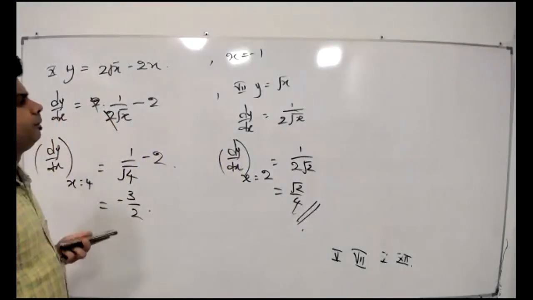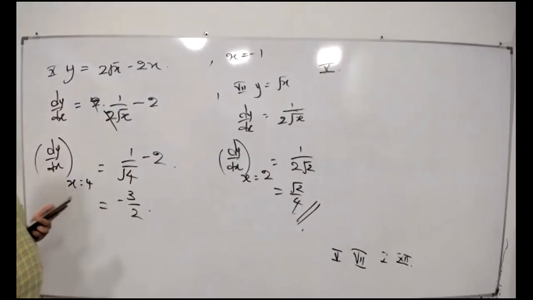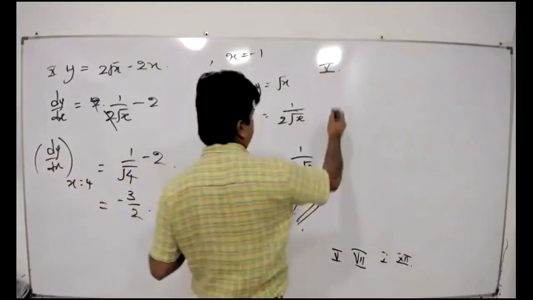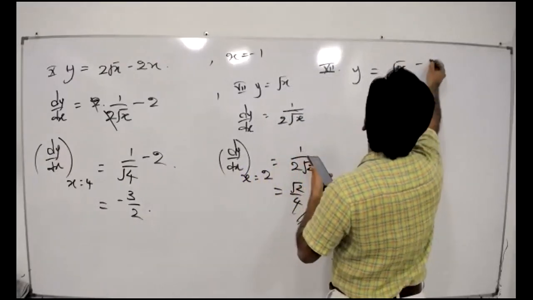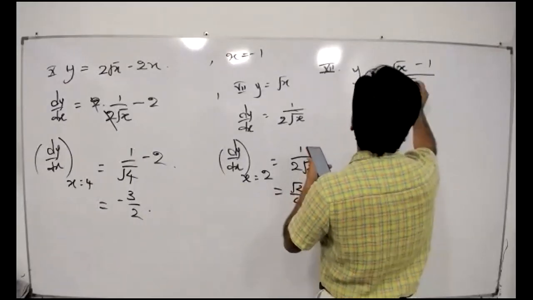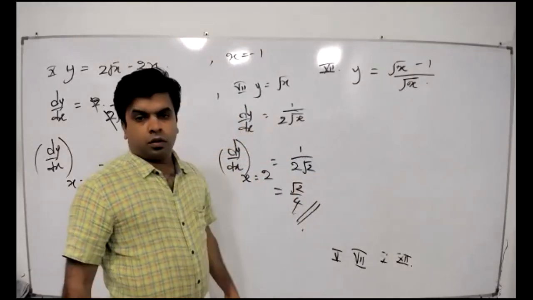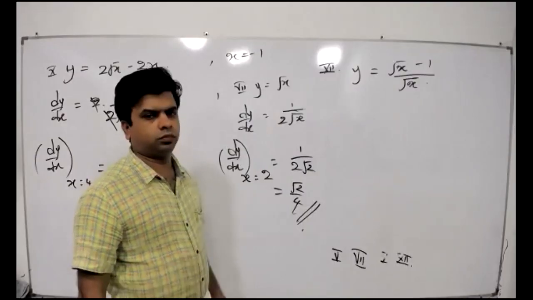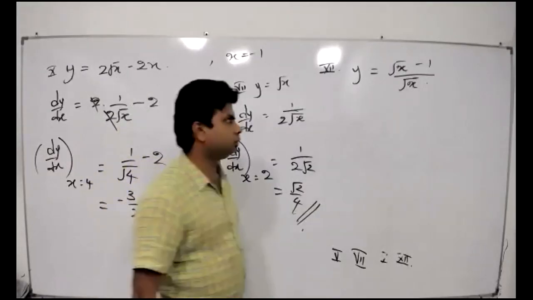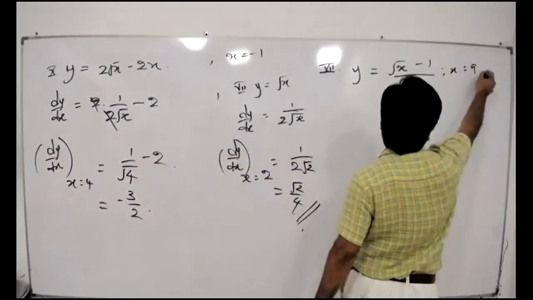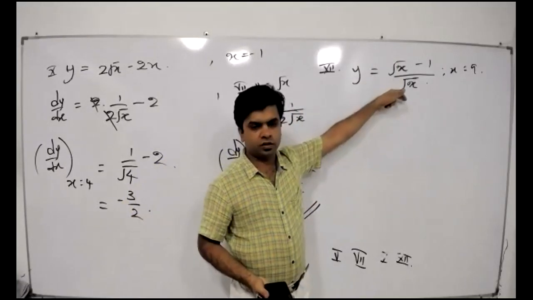Then the 12th one. You are given the function y equals root x minus 1 over root x, and x equals 9. Raise your hand those who have done this. Now, this is the ratio of two functions, clear?